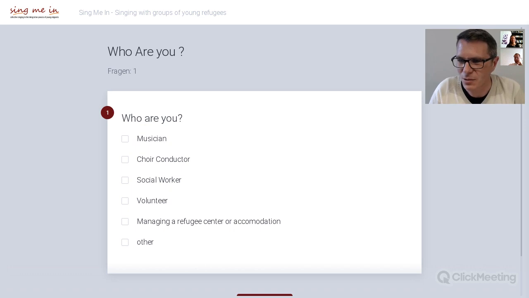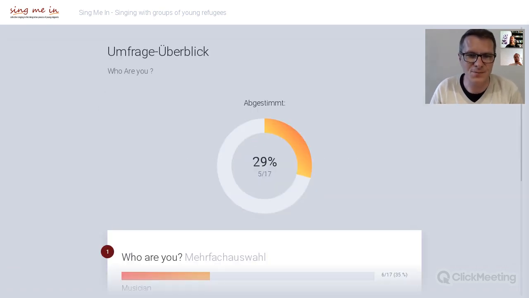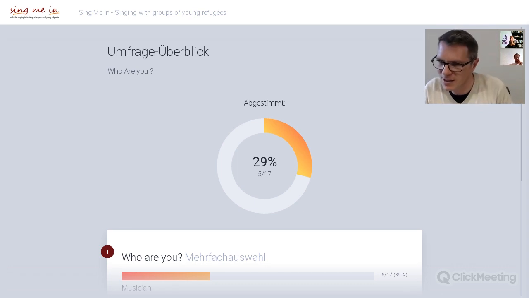Does anybody want to answer anymore? Okay. So we had five answers. I will stop the voting. We will have other questions, don't worry. And I can share the results with you. I guess you can see them. So we have most people claiming to be musicians, choir conductors, and other. I don't know what it means.